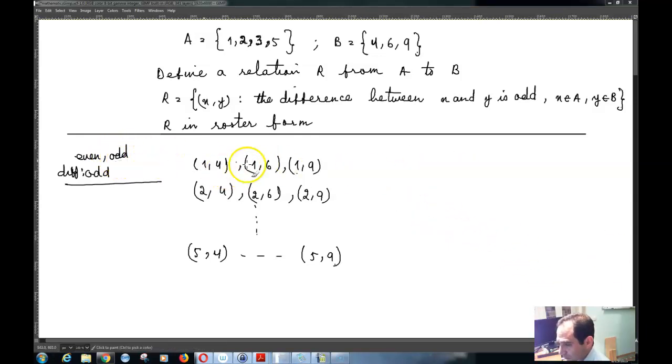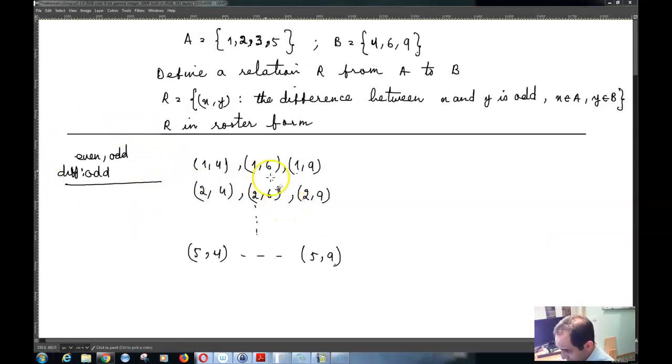And if both the numbers are even, for example, 2 and 4, 4 minus 2 is equal to 2, which is even. 2 and 6 is even. So both even would be even. Both odd, 3 and 5, would again be even. So one of them has to be even, one of them has to be odd.